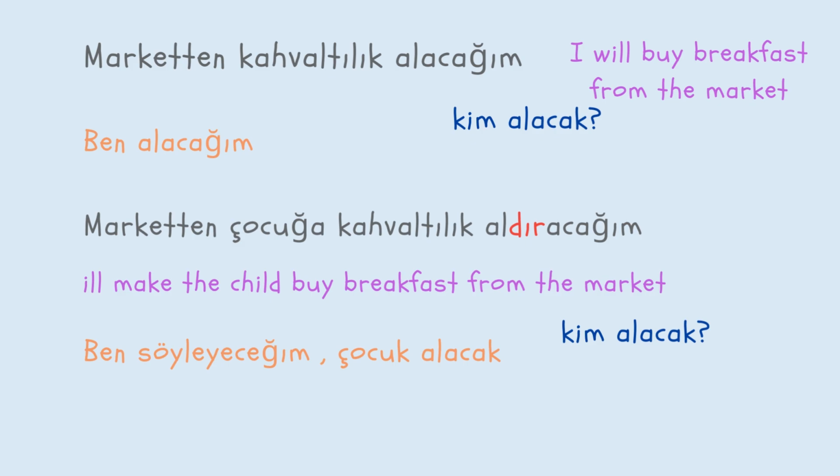So I'm gonna say, and someone else is gonna do the action. This is the difference. Because I am saying, I am telling another person to do some action. In this case, I would say, ben çocuğa aldıracağım.